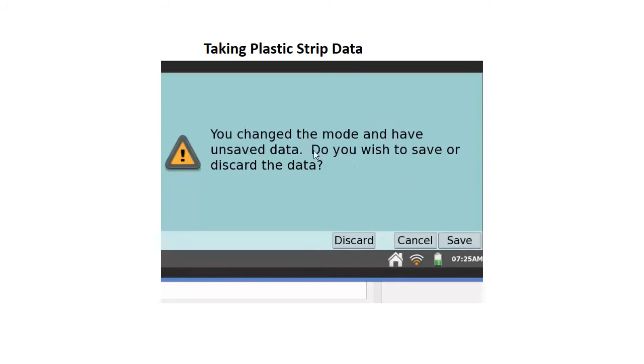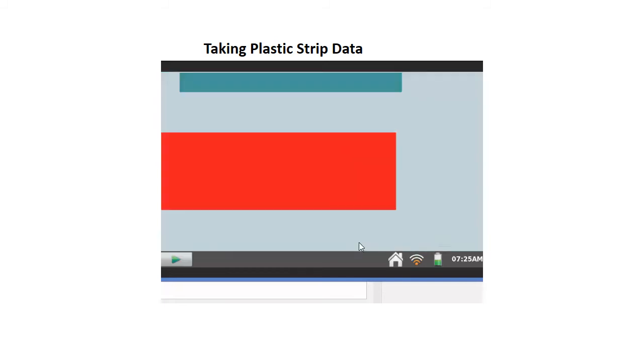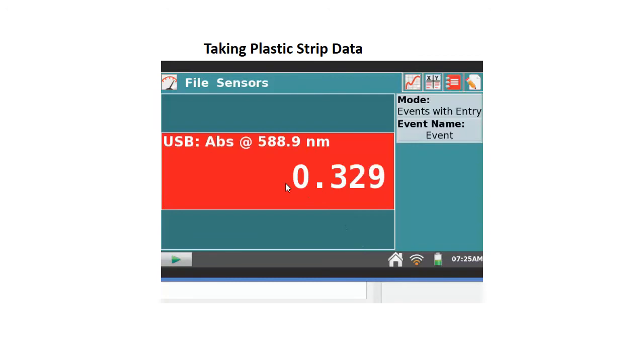And it's going to say: you've changed the mode and have unsaved data. If you wish to save or discard, we'll go ahead and discard those data. It's talking about that spectrum you just took. If everybody has their copy, just go ahead and discard it. You don't have to save this stuff down the road. As you can tell, running it's pretty quick. It comes up in this mode now.